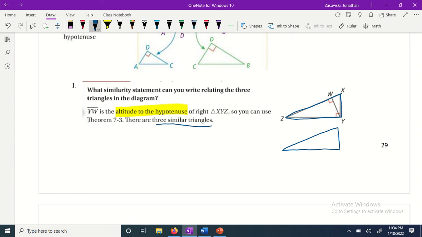So we have the right angle at Y. We have the short leg. Okay, we like to call this the short leg, right? Remember the right triangles have legs and a hypotenuse. The short leg, the long leg, and the hypotenuse.